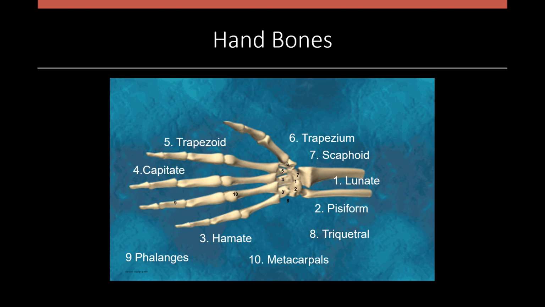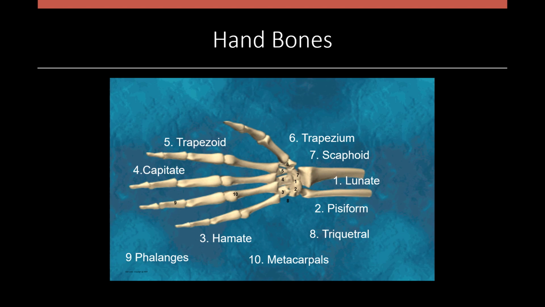So at number 5, we can see the first T is the trapezoid. Number 6, we have trapezium. And number 8, we have triquetral. Now, trapezoid and trapezium reminds me of a trapeze circus act. And the triquetral reminds me that when I used to smoke, I was always trying to quit. So triquetral is number 8.